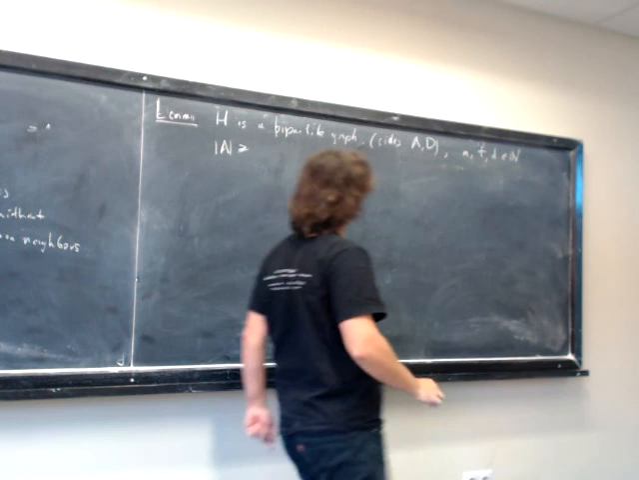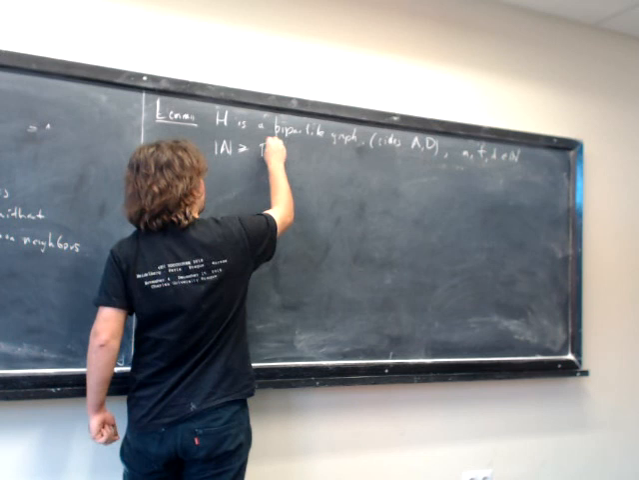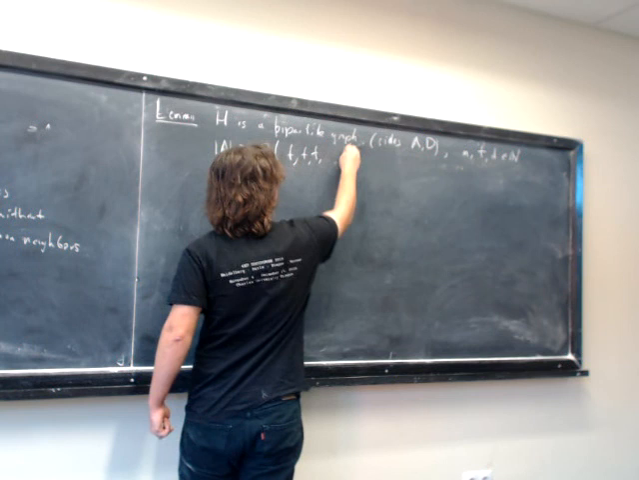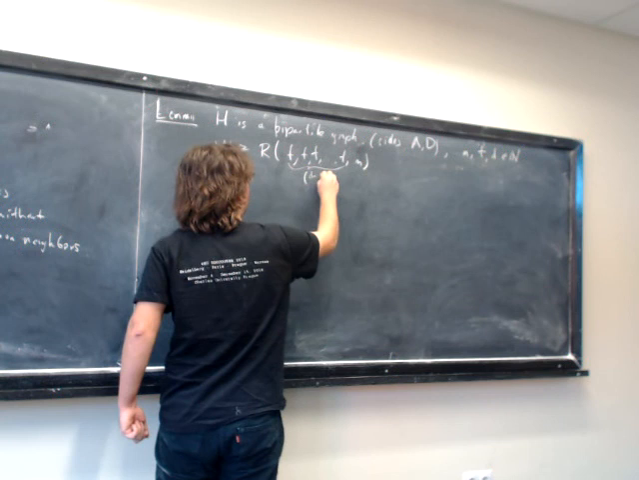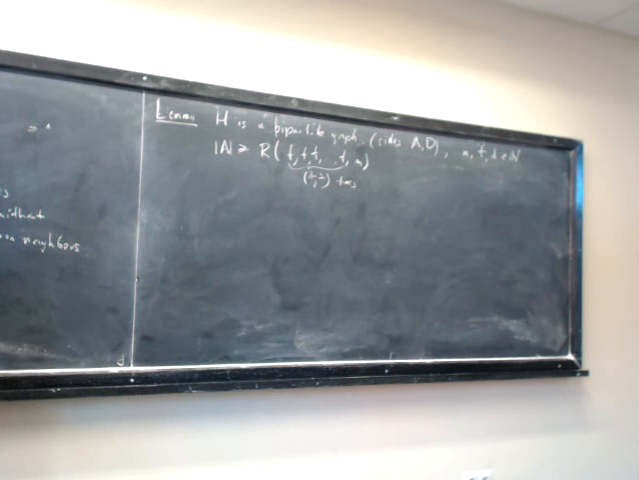So suppose that R is huge. R is at least the Ramsey number of T, T, ..., T, M, where this T is repeated D minus 1 choose 2 times. So this is the number of colors I will use in my Ramsey.